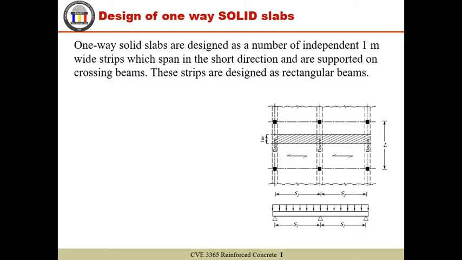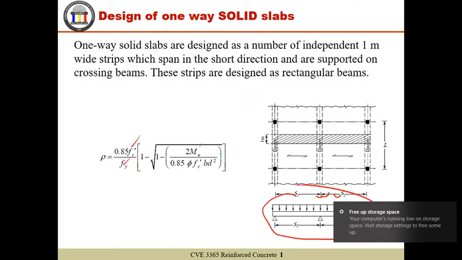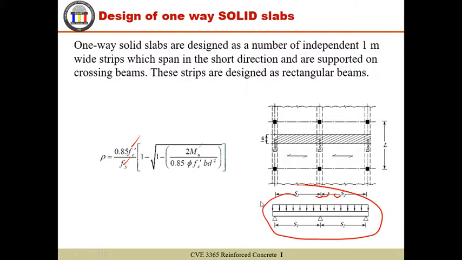So I think you're familiar with this equation as well. After taking a 1 meter wide strip, just find the rho. You know what I mean by rho. So you have fc' of the slab, fy, and you have Mu. If you have a beam like this with a Wu, I think you are all able to find Mu. You know what B is? B is the 1 meter strip.